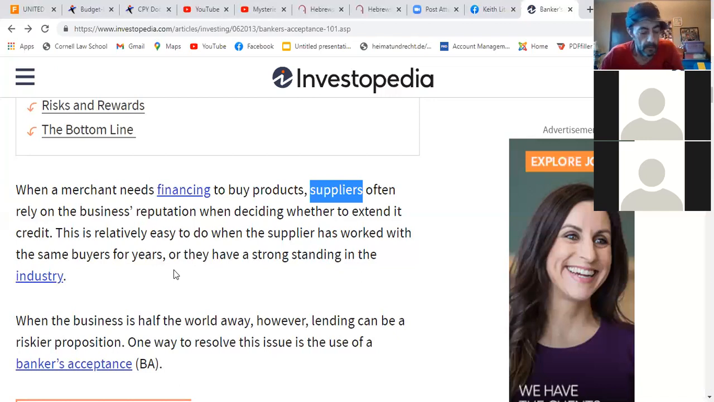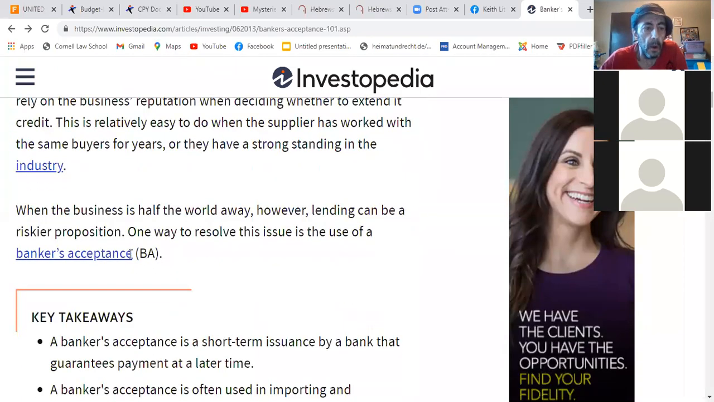Question, what do you mean by it cannot be done except for being built on the shoulders of the people? Because the people are the ones that delegate the power to the government. Okay. When the business is half the world away, however, lending can be a riskier proposition. One way to resolve this issue is the use of a banker's acceptance.